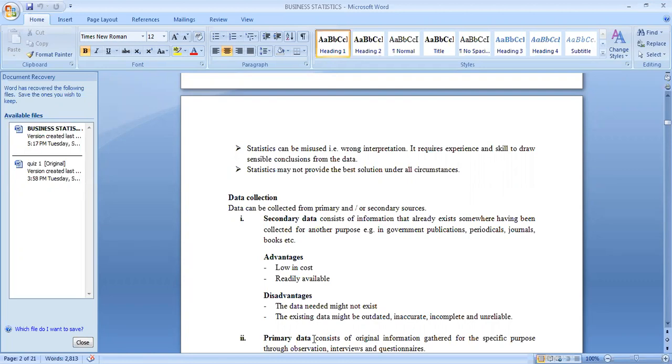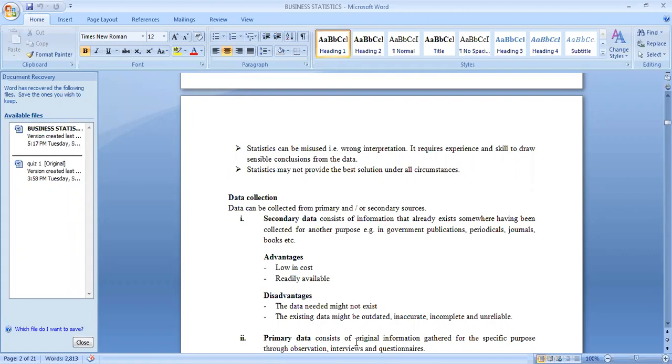And this particular data is collected in three ways. We can collect it through interviews, questionnaires, or observation. Those are the three ways we can collect primary data. But the key thing to remember is that it is the kind of data that is original, in the sense that you are the first person to collect that data.